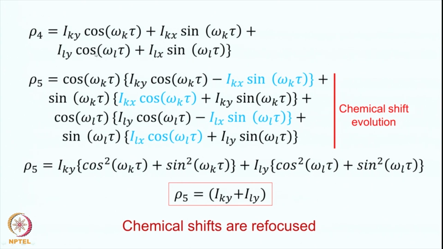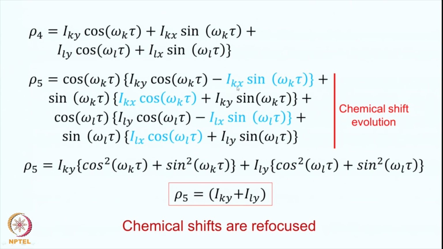Similarly, now for the L spin, this is cosine omega L tau, the evolves ILY cosine omega L tau minus ILX sin omega L tau, and the ILX term gives you sin omega L tau into ILX cosine omega L tau plus ILY sin omega L tau. These ones are put in different colors. The reason is that these ones will cancel out.